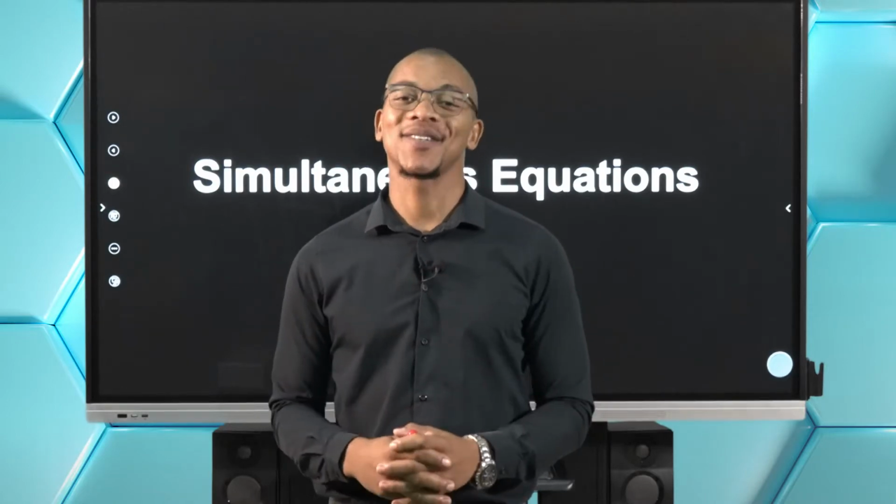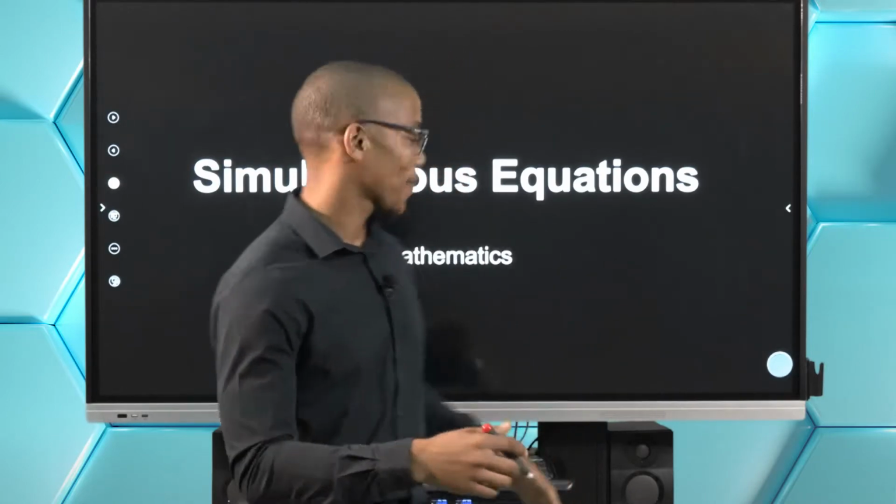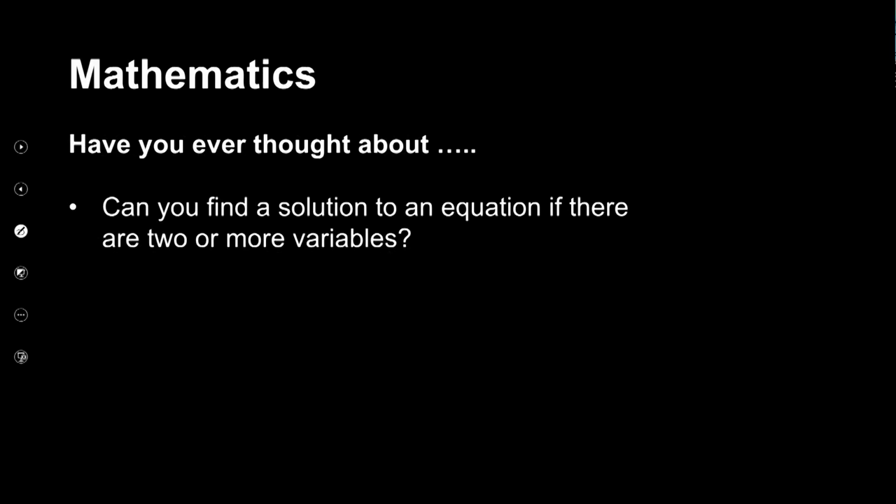Let's firstly have a look at what this is all about, and then we can look at some questions that we are going to do together on this particular show. So let's have a look at it. Now, firstly, remember we always look at the question, right? So how can you find a solution to an equation if there are two or more variables? If there are three or more variables, if there are five or more variables, how do you find a solution to that? That's the main thing that drives using simultaneous equations.